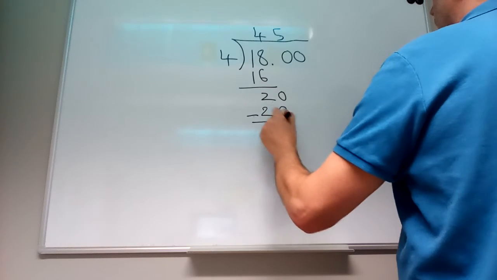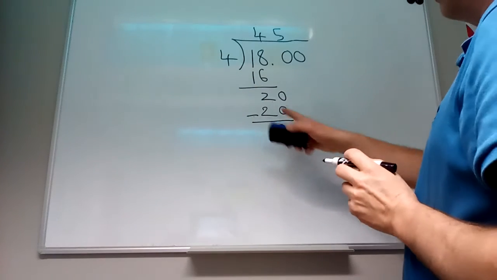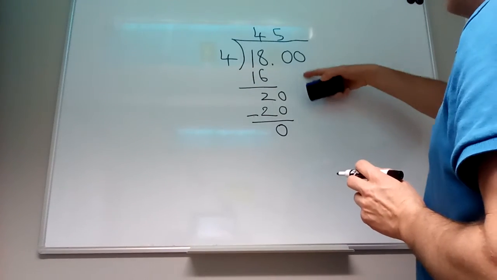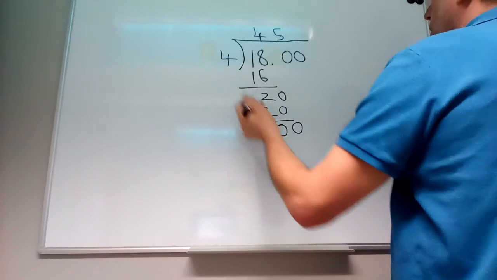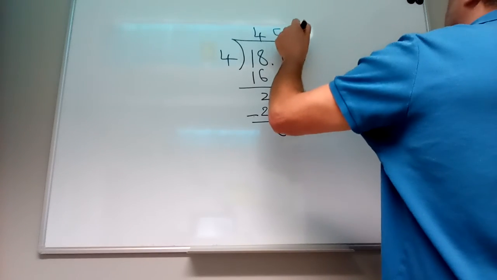I'm going to subtract that and get 0. Well, 0 is less than the 4, but remember, we've still got another 0 to bring down here. So we need to bring this 0 down, and 4 will go into 0 zero times. Okay?